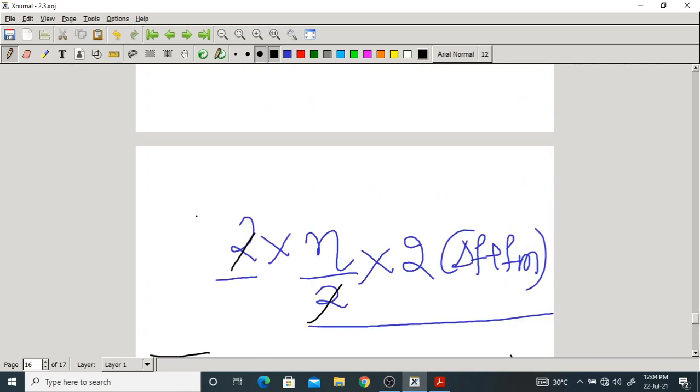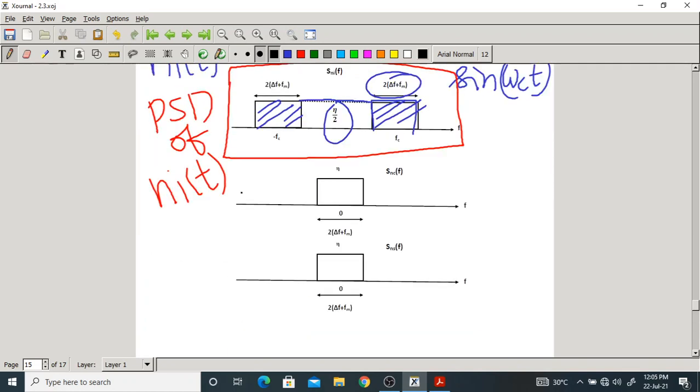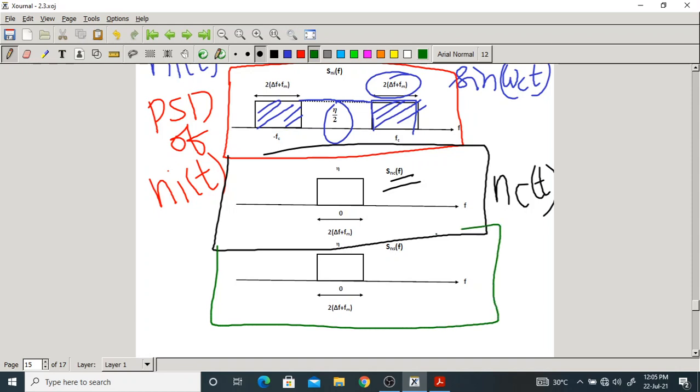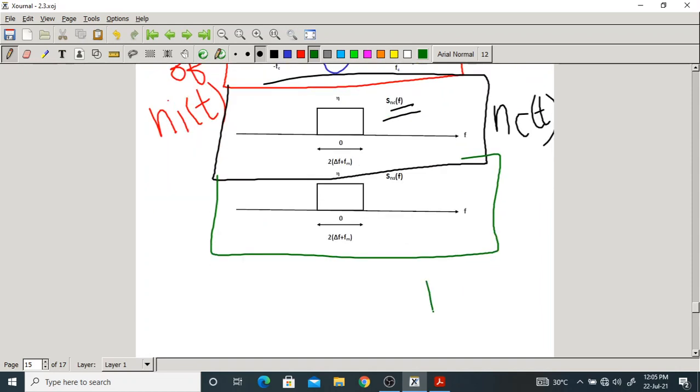Please be careful. Now what is the next diagram? This is the PSD of what signal? nc of t. Last one, last diagram. What is this diagram? This is the PSD of ns of t. Okay, so try to understand the things very clearly.